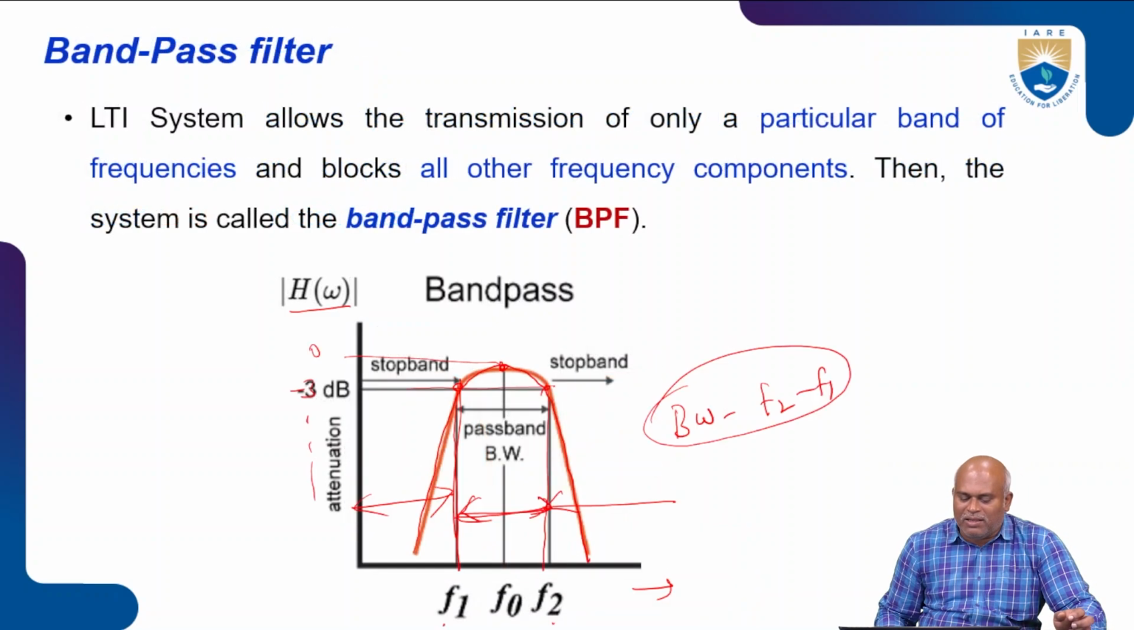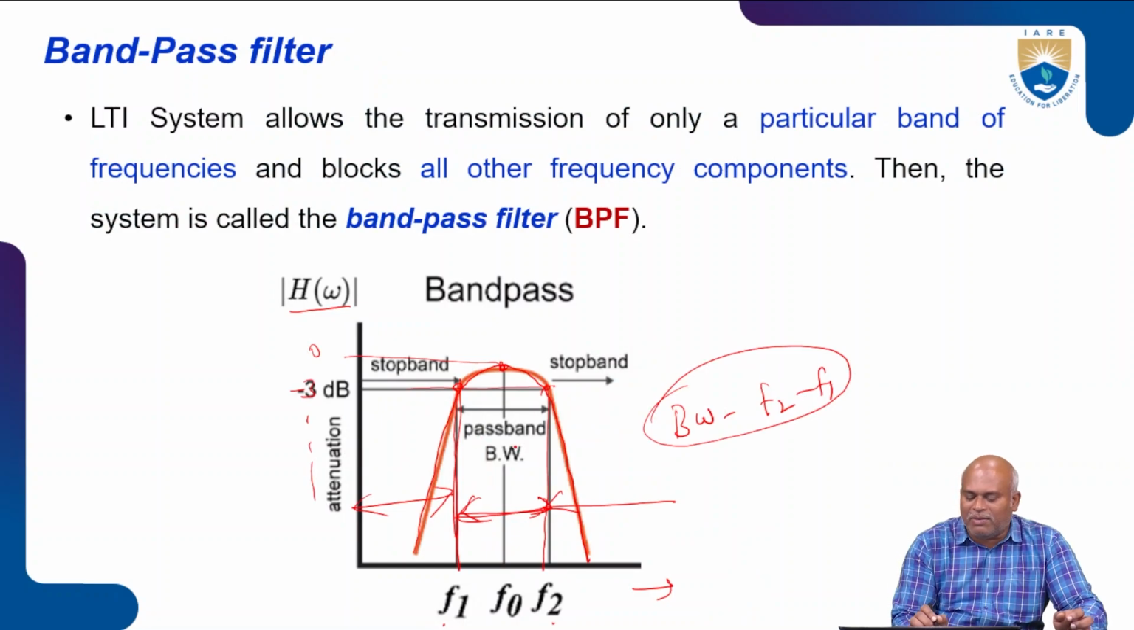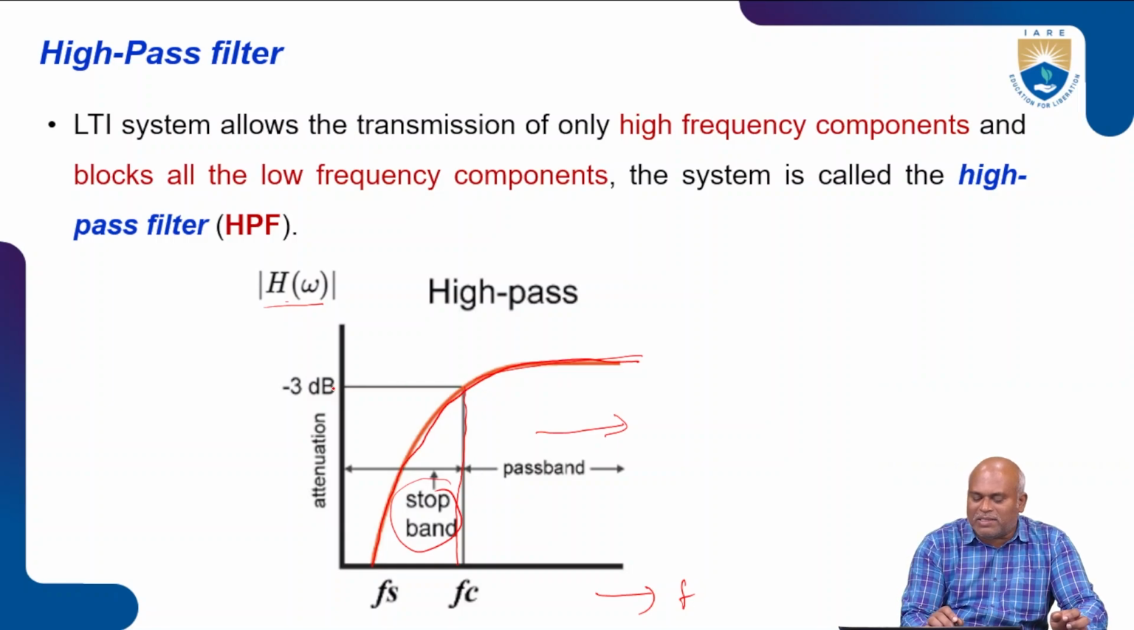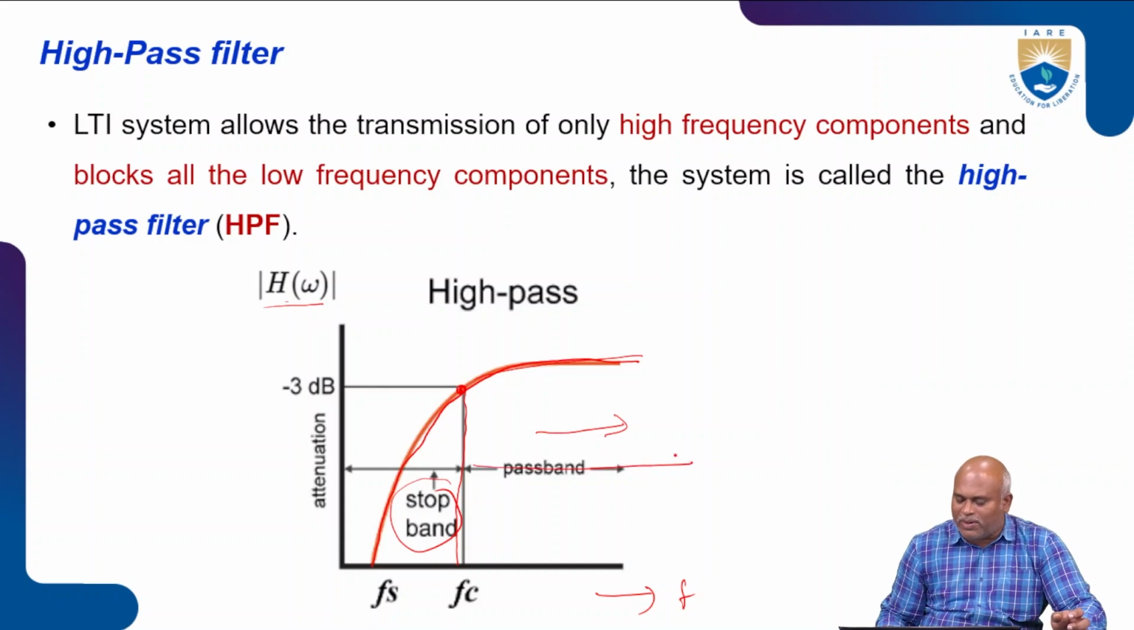For the band pass filter, the pass band is represented as the range between F1 and F2, so that's why I call it the bandwidth. For the high pass filter, the pass band starts where fC is, and after that, all frequencies are passed.